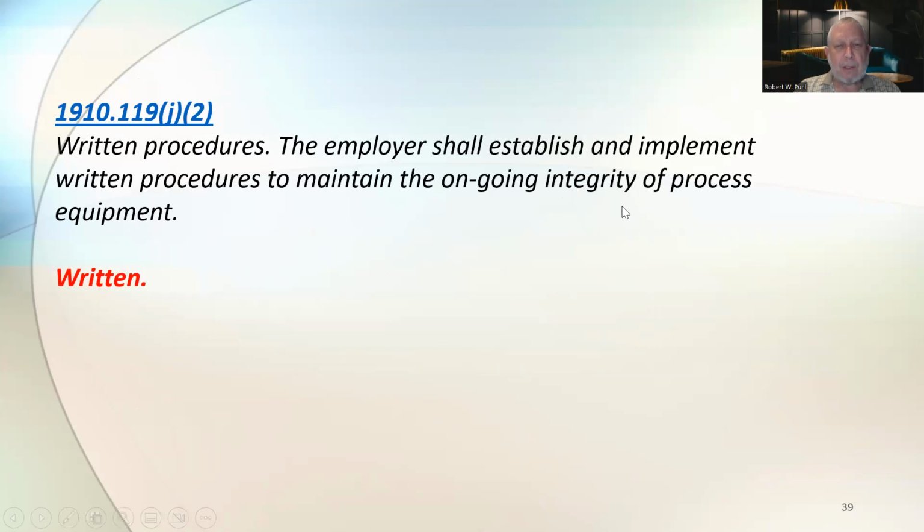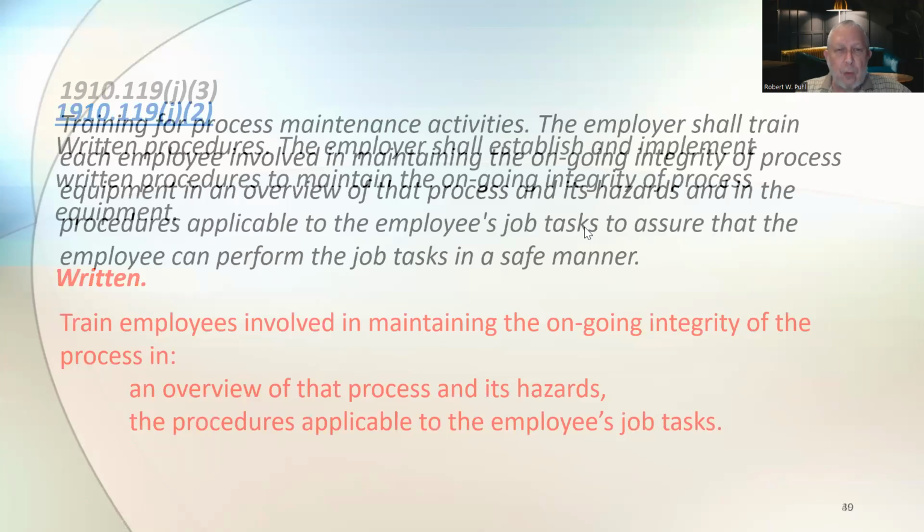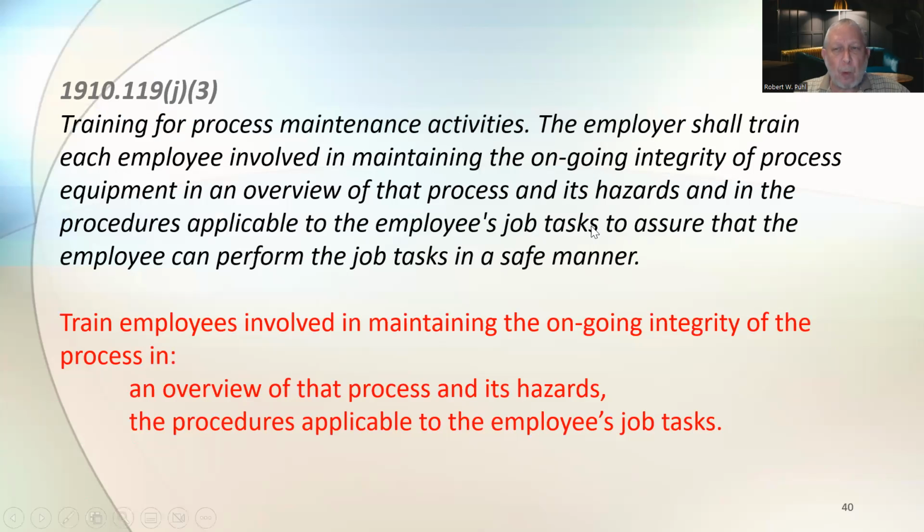Written procedures. The employer shall establish and implement written procedures to maintain the ongoing integrity of process equipment. Written, very important. Training for process maintenance activities. The employer shall train each employee involved in maintaining the ongoing integrity of process equipment in an overview of that process and its hazards and in the procedures applicable to the employee's job tasks to assure that the employee can perform the job task in a safe manner. So the trained employees involved in maintaining the ongoing integrity of the process, basically your maintenance people, to some degree your operators too.